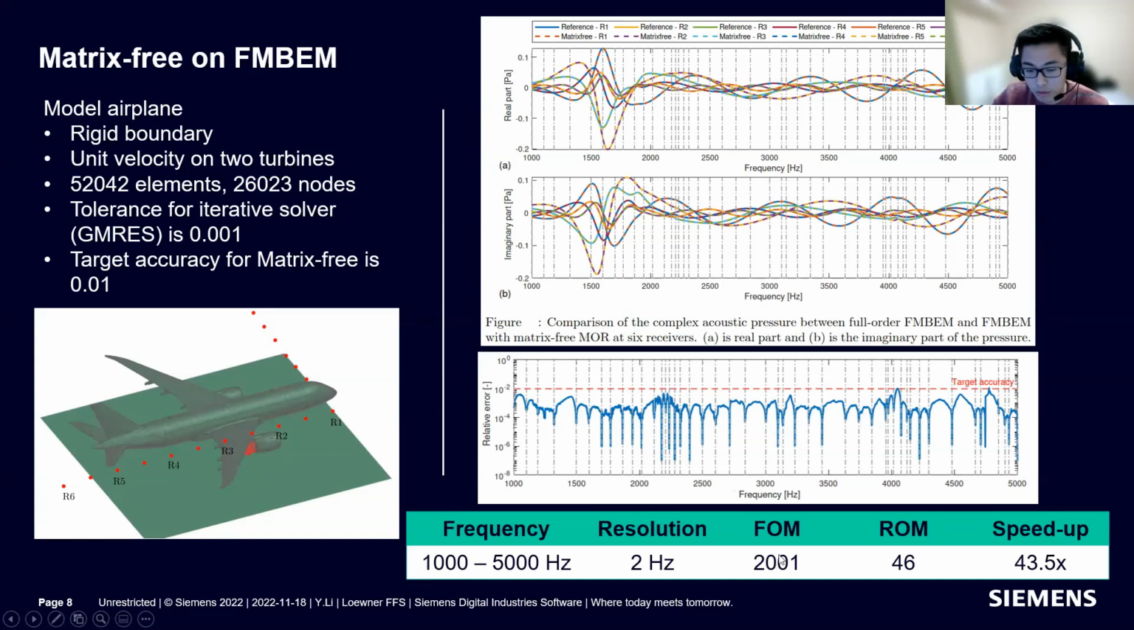In the end, for the full order model, if we take a 2 hertz resolution, we have nearly 2,000 simulations. And by running matrix 3, we can significantly reduce the simulation number to 46 in the end. So in the figure, we compare 6 receivers, which are under the airplane. And again, we see a very good match between matrix 3 and the full order model. And in fact, if we check the relative error, all the responses are below the target.